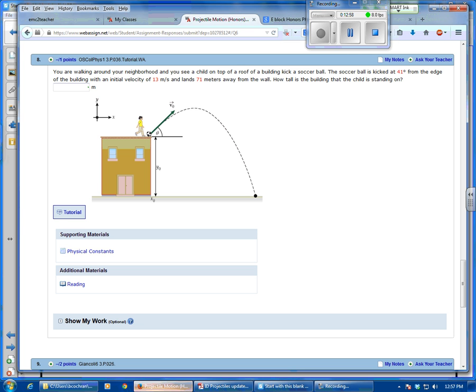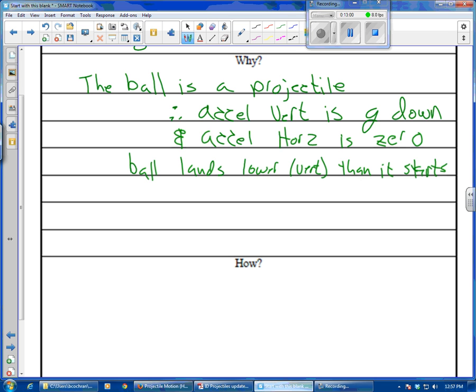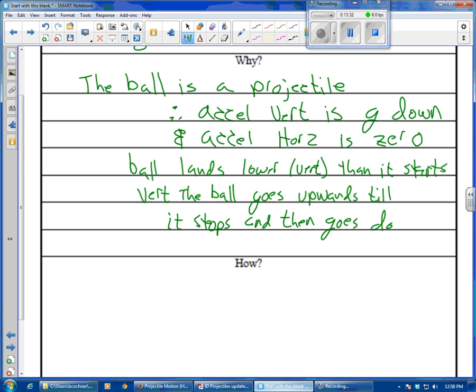How about also vertically, the ball goes upwards, middle, stops, and all right.